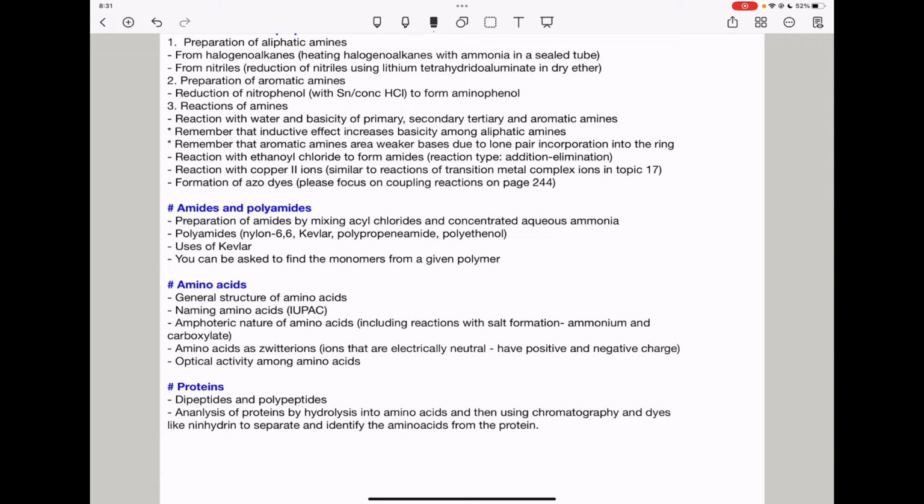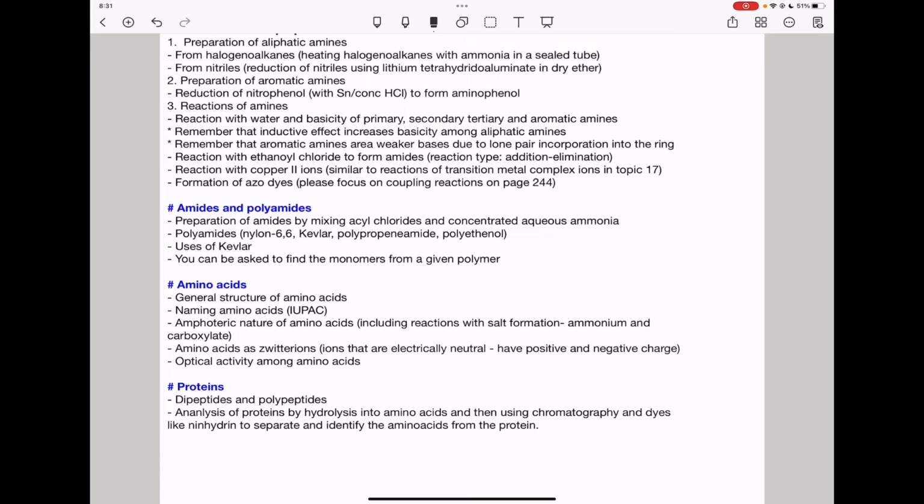Remember, amino acids are zwitter ions, meaning they can be electrically neutral because they can have a positive and negative charge, so they can be electrically neutral. Remember optical activity of amino acids. They have a chiral center, so ensure you do not forget that.